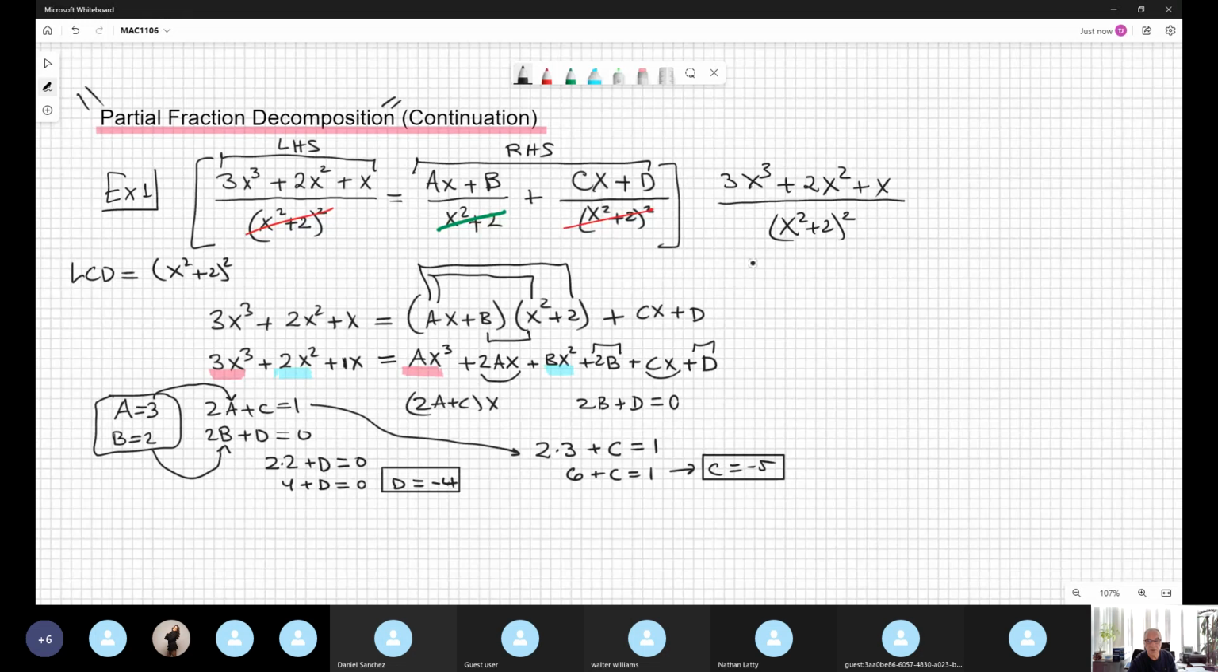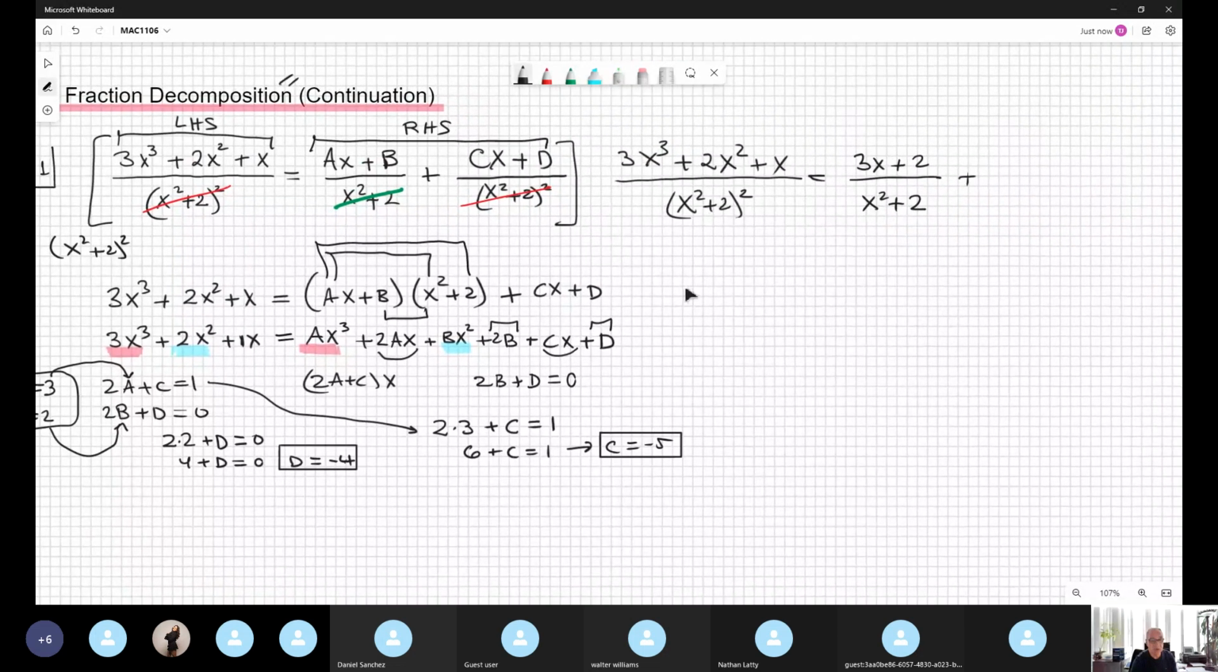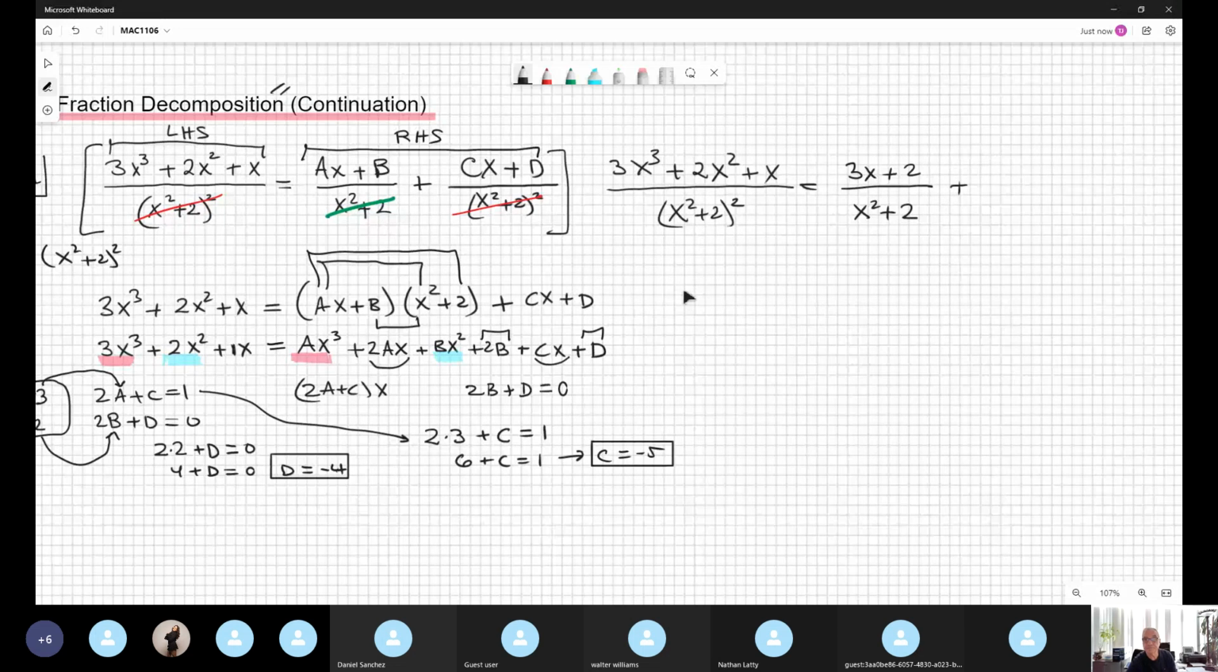Remember, irreducible quadratic and multiplicity. So A is 3x, don't forget it, B is 2, divided by x squared plus 2. Plus C is negative 5, and D is negative 4, divided by x squared plus 2 squared.